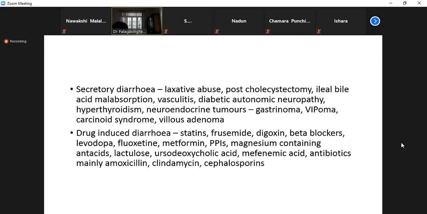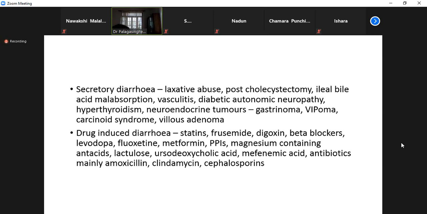Classical examples would be laxative abuse, diarrhea following cholecystectomy, vasculitis, and autonomic neuropathies, where due to sympathetic activation they may have secretory diarrhea. Then some neuroendocrine tumors like gastrinomas and VIPomas. What is VIPoma? What is VIP?